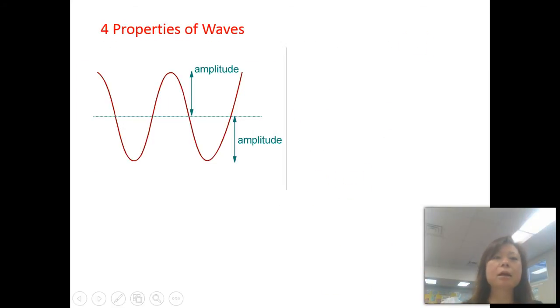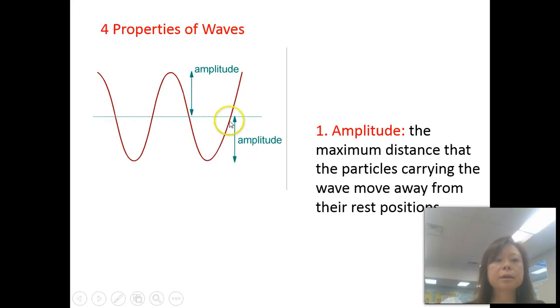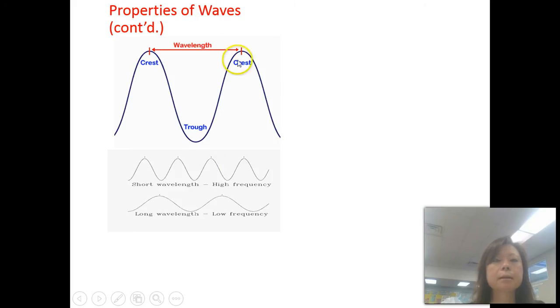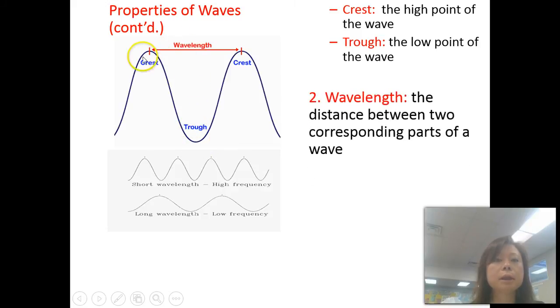Let's take a look at a wave and look at the different properties of waves. This imaginary line that goes through the middle of the wave is called the rest position, and the distance from the rest position either to the top of the wave or to the bottom is called its amplitude. The highest point on a wave is called a crest, and the lowest point is called a trough. The distance between two corresponding crests or two corresponding troughs is called the wavelength.